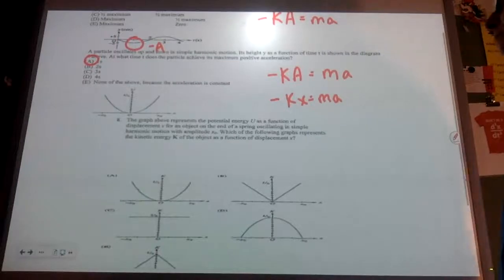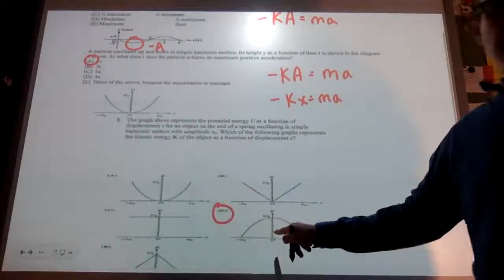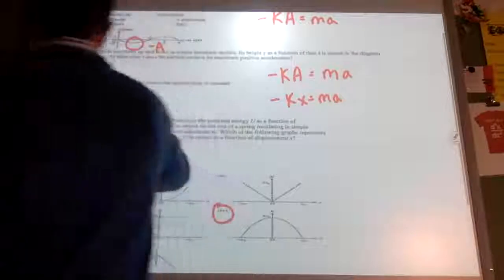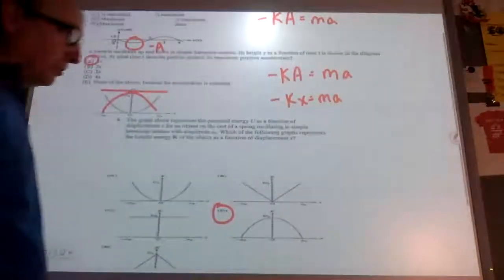The graph above represents the potential energy as a function of displacement of an object on the end of a spring oscillating in simple harmonic motion with amplitude x naught. Which of the following graphs represents the kinetic energy? So the kinetic energy added with the potential energy is going to add up to a straight line. So D represents that, right? If we had the D one like that, those two together would be a straight line.